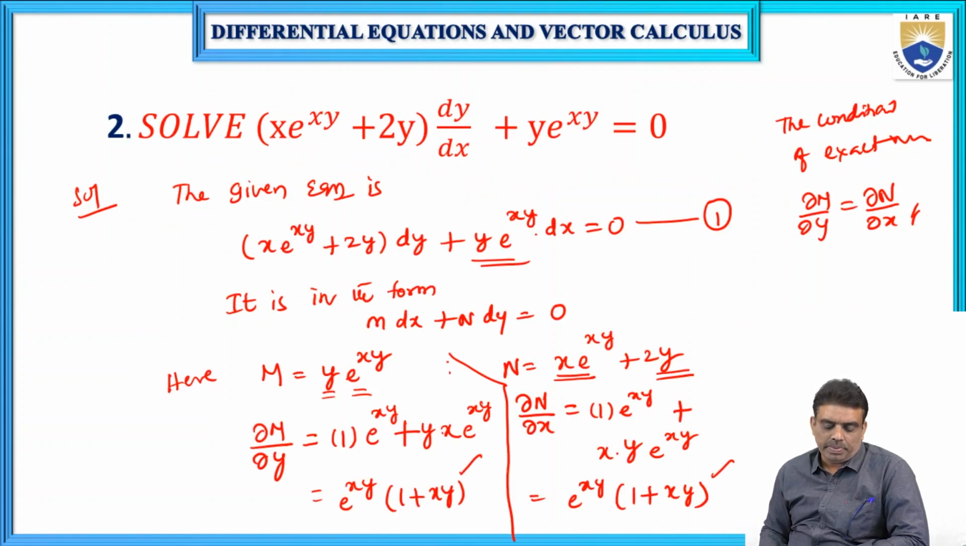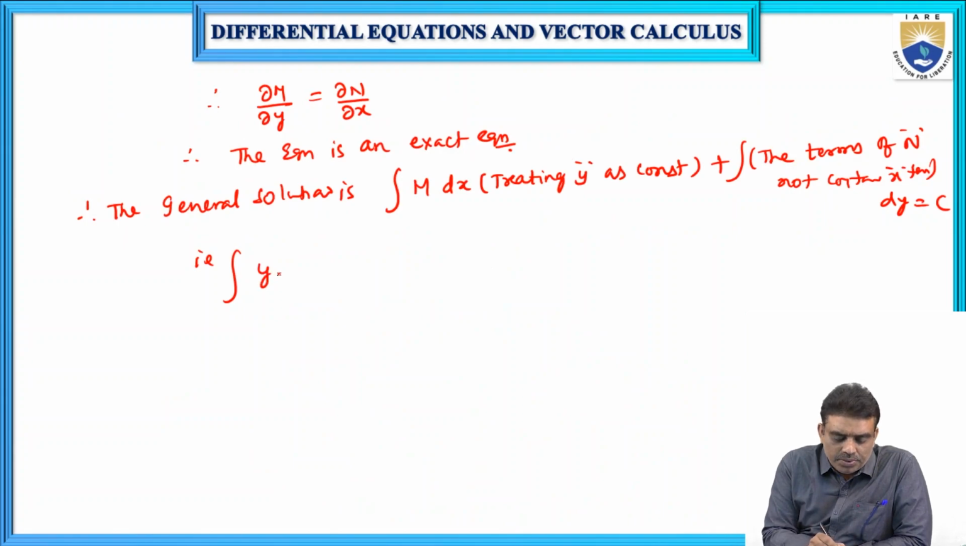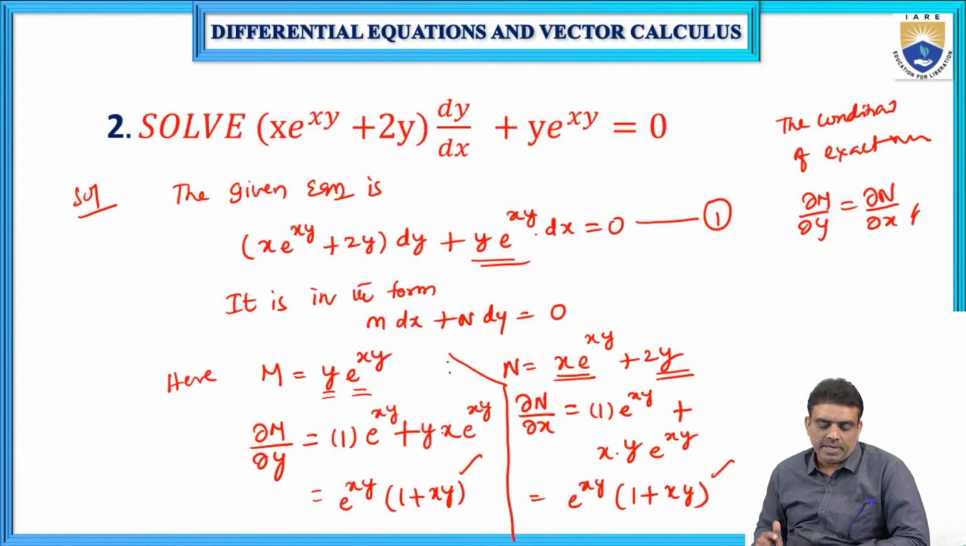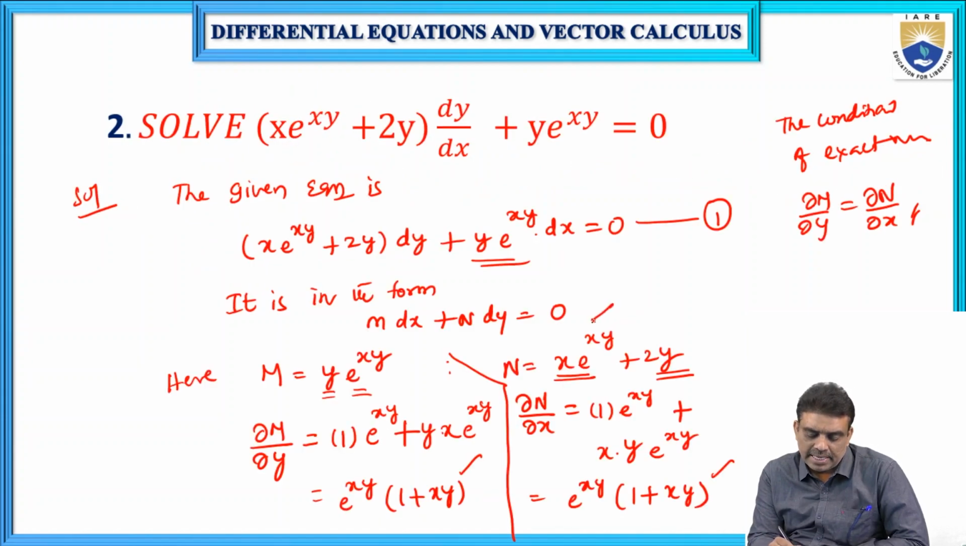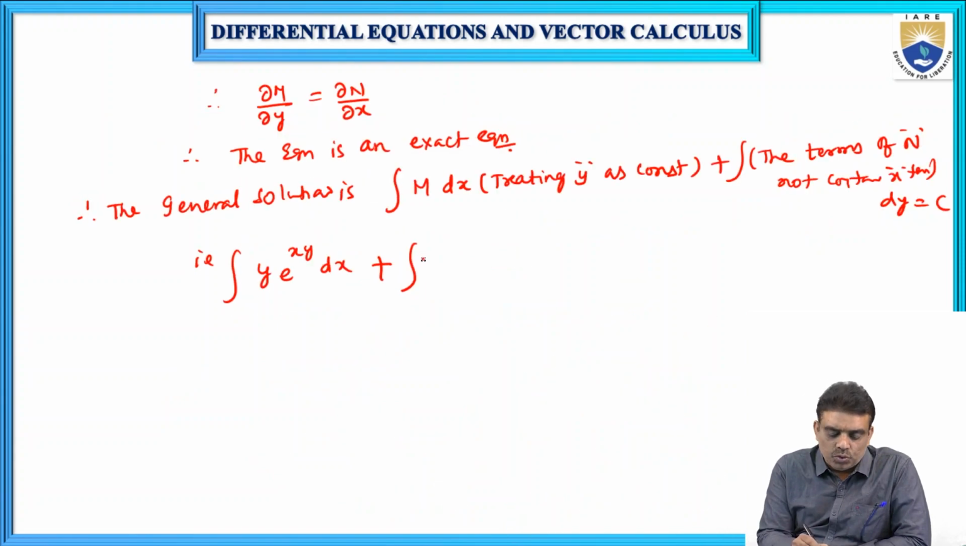The integral of M dx with y constant gives e^(xy) in the first term, plus the integral of the terms of N not containing x. The terms of N not containing x: this term contains x, so it has to be eliminated. The only term is 2y, so that is 2y dy, and the sum equals c.